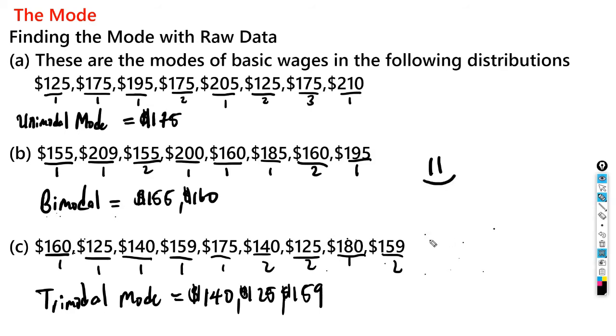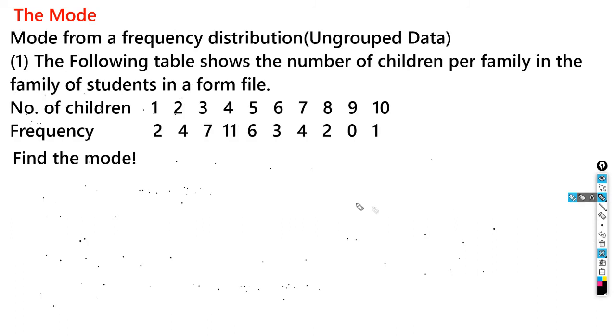So let's look at finding the mode with grouped data. We're looking at the mode from a frequency distribution. The following table shows the number of children per family in a form class of students. Essentially, for the number of children a family has, the frequency for one child is 2, the frequency for two children is 4, the frequency for three children is 7, and so on. We're supposed to find the mode.